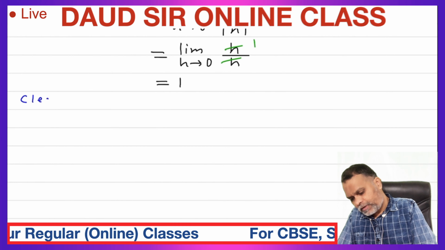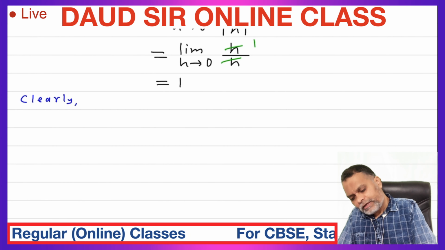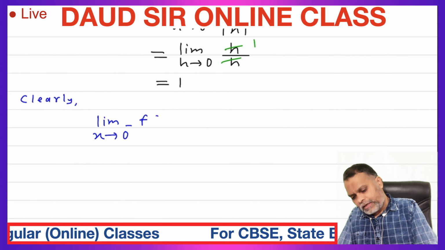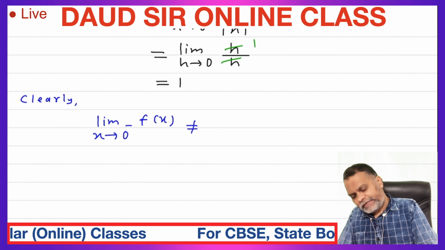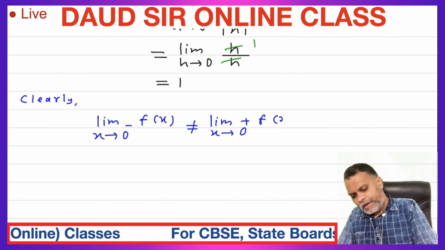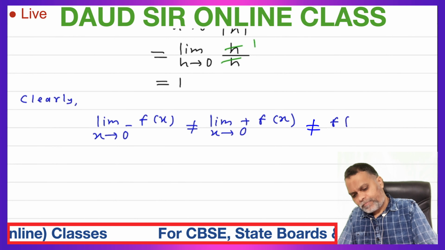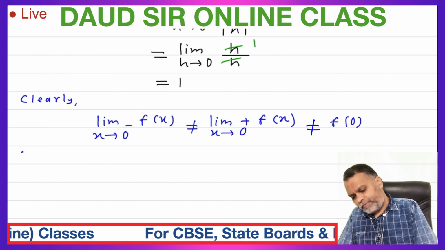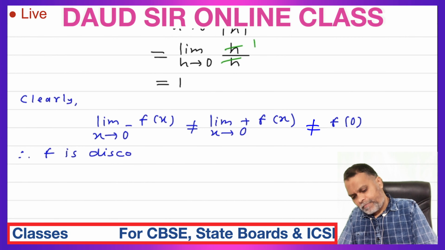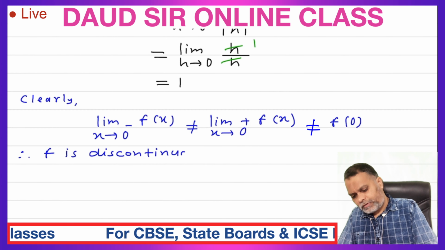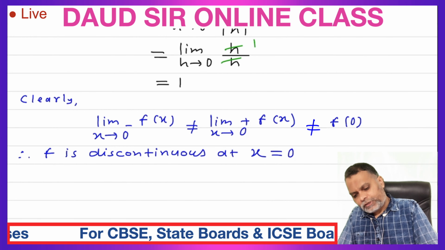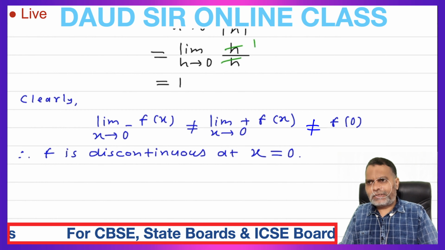Clearly, left hand limit is not equal to right hand limit, is not equal to f of 0. So therefore, f is discontinuous at x is equal to 0. This function is discontinuous at x is equal to 0.